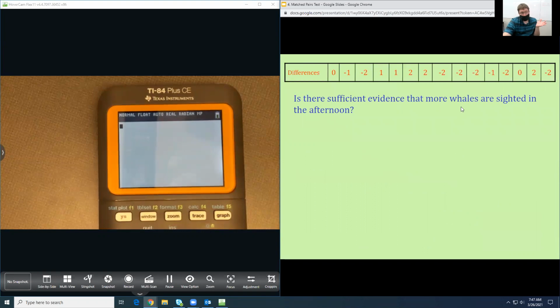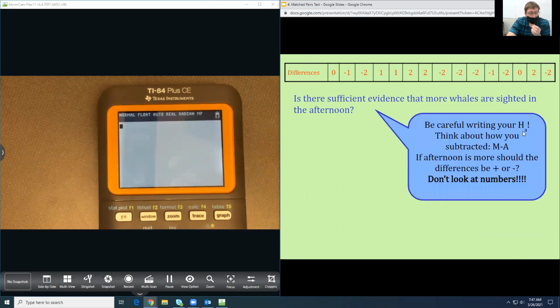All right, so here's our question now. Is there sufficient evidence in the differences to prove that more whales are sighted in the afternoon? That's basically the way we tested. Because we did morning minus afternoon, we have to be careful about how we're going to write our hypothesis here. Think about how we subtracted. So I did, anyways, on my notes, morning minus afternoon.